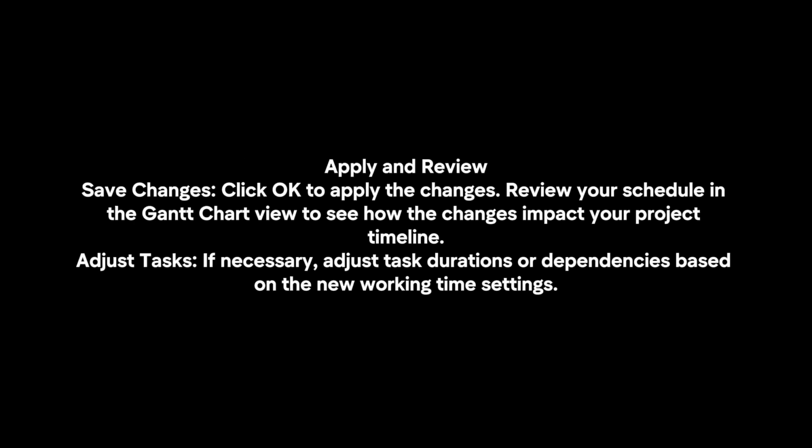Apply and review. Save changes. Click OK to apply the changes. Review your schedule in the Gantt chart view to see how the changes impact your project timeline. Adjust tasks. If necessary, adjust task duration or dependencies based on the new working time settings.